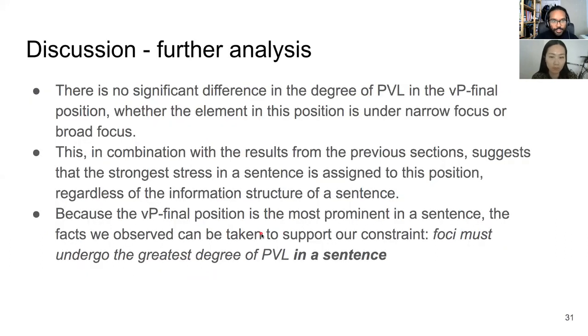So the previous slides showed us that there's no significant difference of PVL in the VP final position, whether the element in this position is under narrow focus or broad focus. So this, in combination with the results from the previous section, suggests to us that the strongest stress in a sentence is assigned to this position, the VP final position, regardless of the information structural status of a sentence. Because the VP final position is the most prominent in a sentence, the facts that we've observed can be taken to support our constraint, which is that foci must undergo the greatest degree of PVL in a sentence.